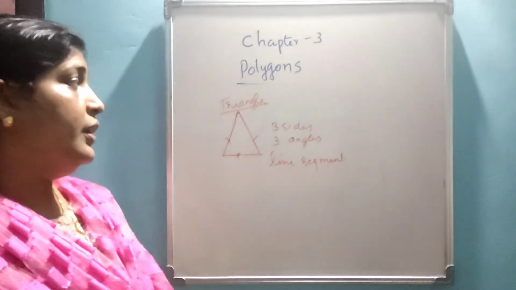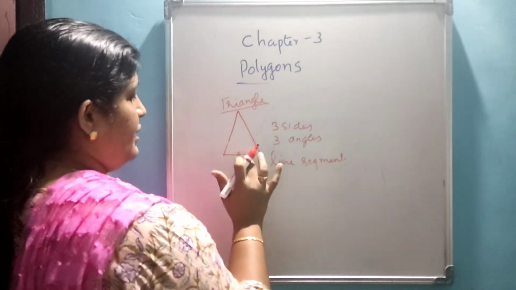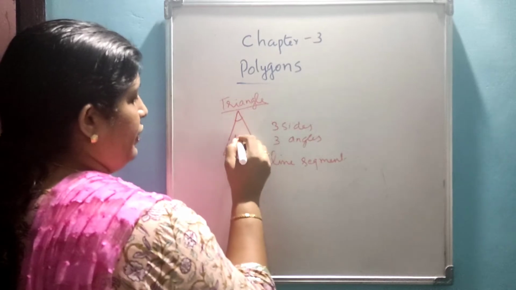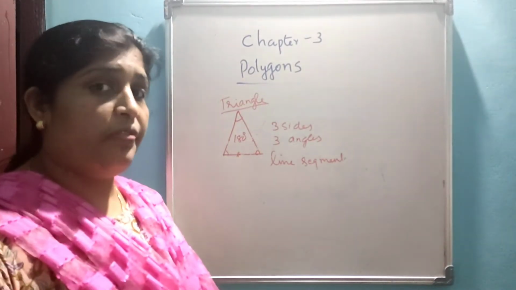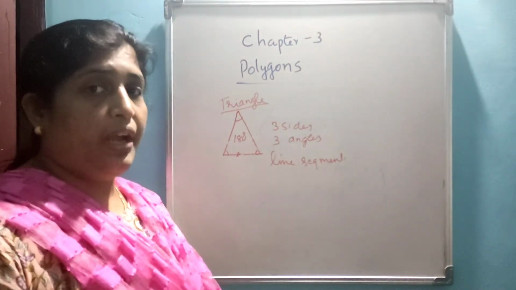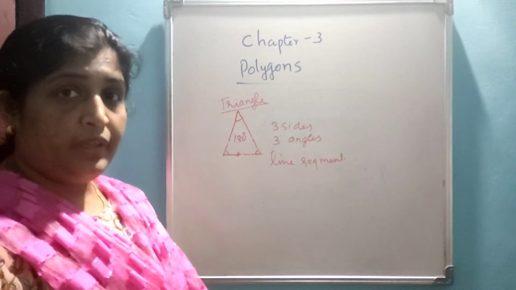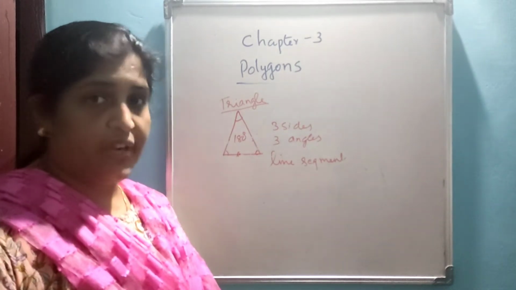Here we know one more property of triangles. What is that? The sum of the 3 angles of a triangle is 180 degrees for any triangle, whether it is big or small. Any triangle, its sum is 180 degrees. So 3-sided polygons are called triangles.